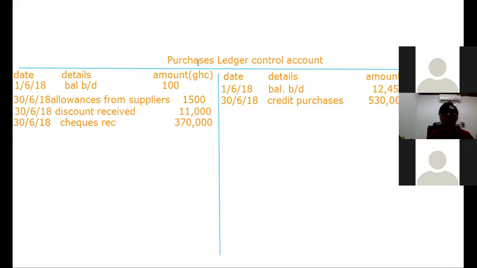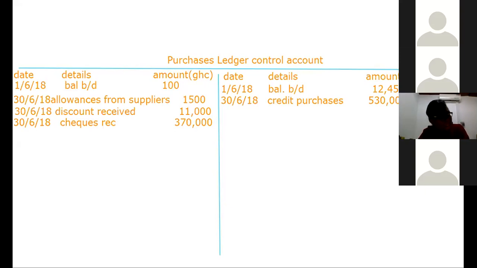Yes, Frederica, your hand is up. Your hand has been up for long. Yes, please, the balance set off. If the amount you are owing to a supplier and the amount a supplier is owing to you is equal and you set it off, will you record it in both the sales ledger control account and the purchases ledger control account? Yes, at the credit and debit. Exactly. You will not put the difference. Are you okay? Yes, please. Thank you. Madam, the purchases ledger is checks paid, not checks received. Oh, sorry.